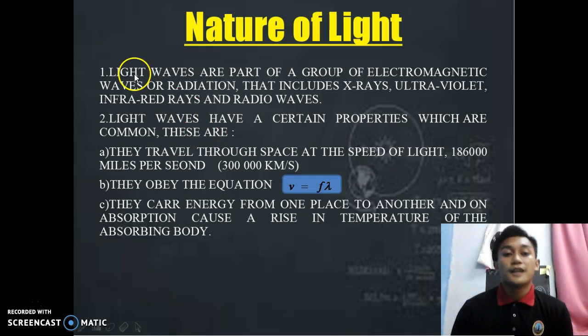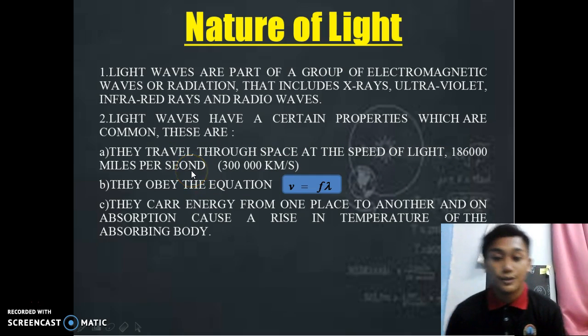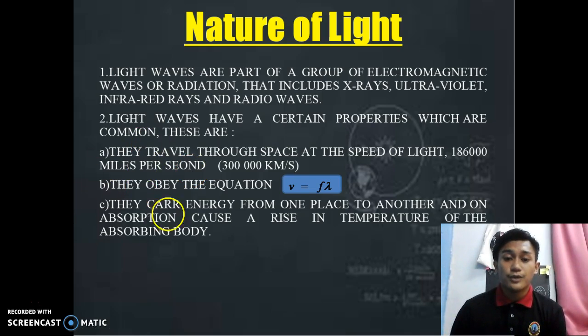Okay, light waves are part of a group of electromagnetic waves or radiation that include X-rays, ultraviolet, infrared rays, and radio waves. Light waves have certain common properties. They travel through space at the speed of light, 186,000 miles per second or 300,000 km per second. They obey the equation V equals frequency times lambda. They carry energy from one place to another, and on their absorption cause a rise in temperature of the absorbing body.